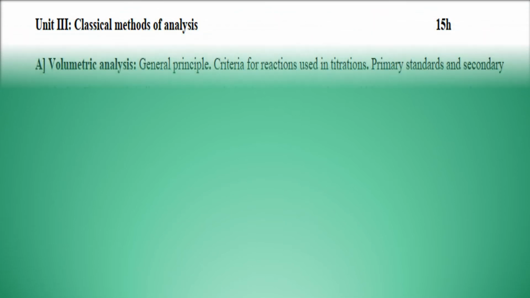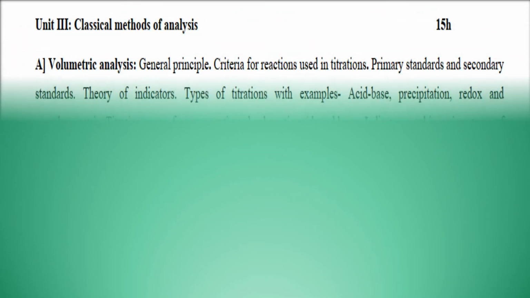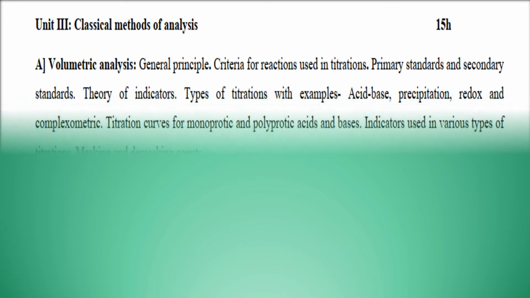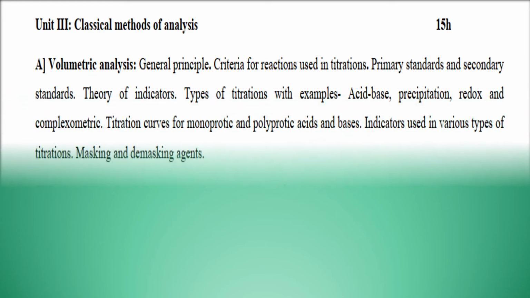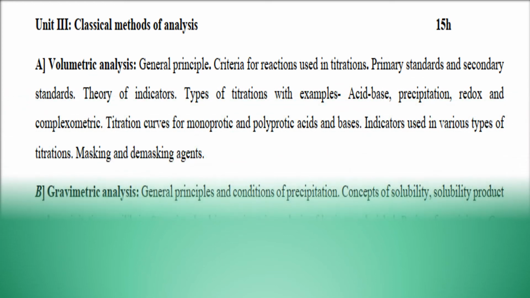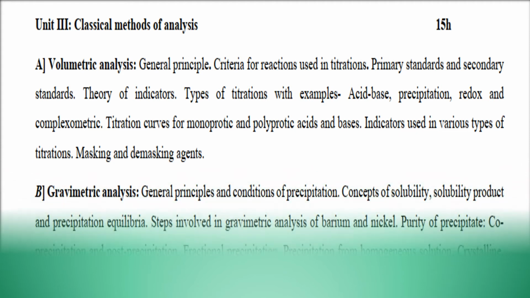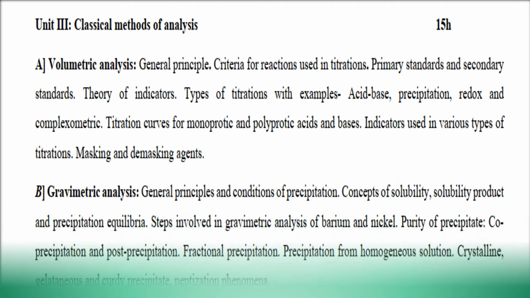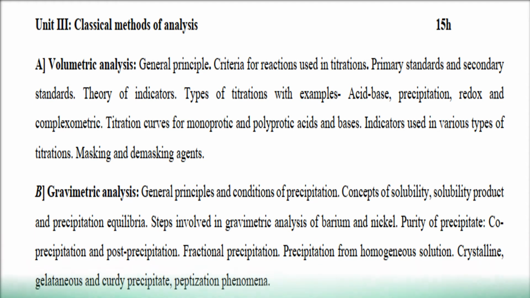Unit 3. Classical methods of analysis. A. Volumetric analysis. General principle. Criteria for reactions used in titrations. Primary standards and secondary standards. Theory of indicators. Types of titrations with examples: acid-base, precipitation, redox and complexometric.